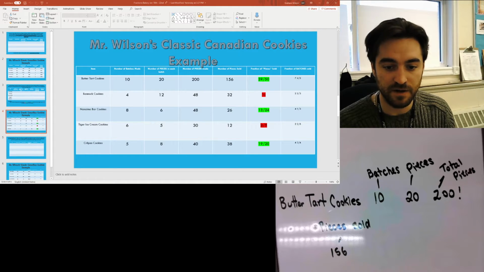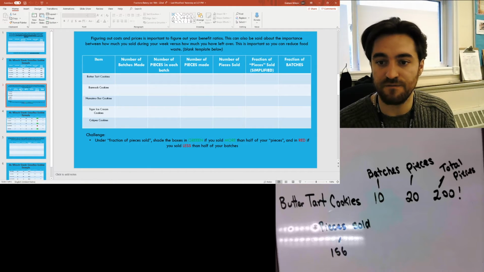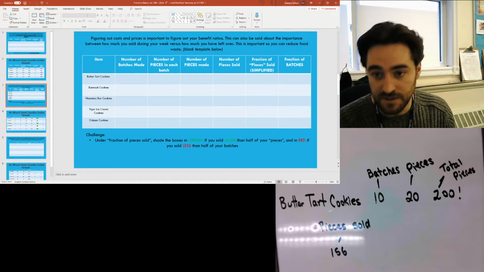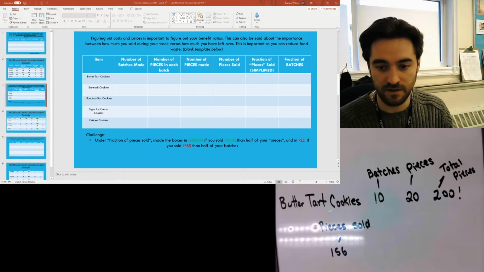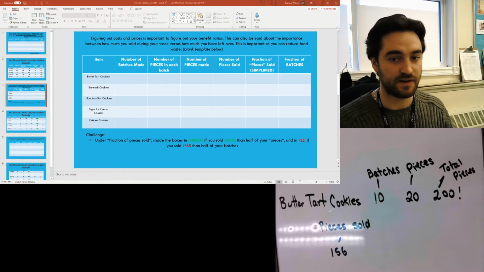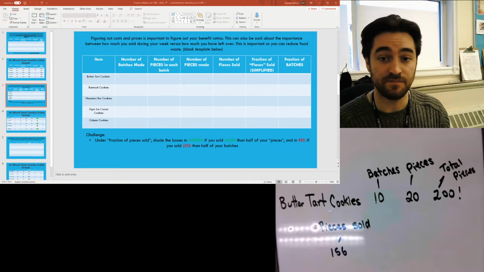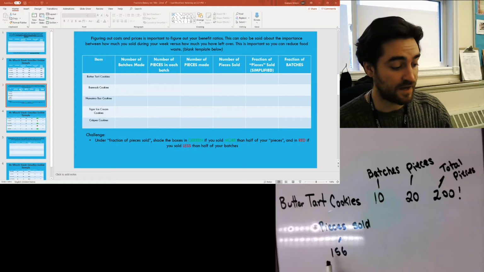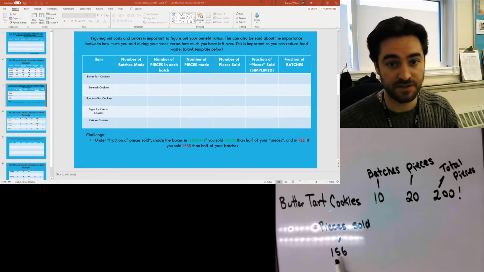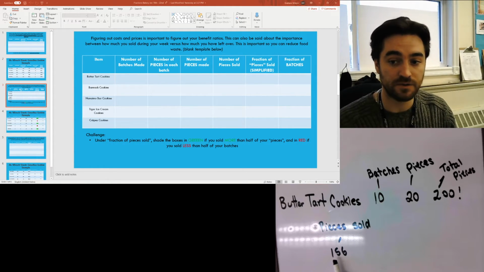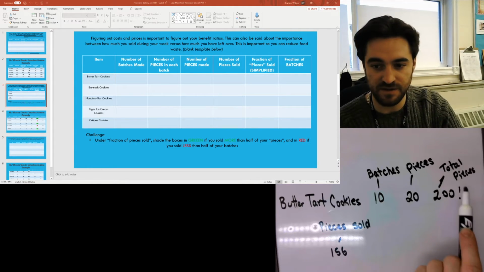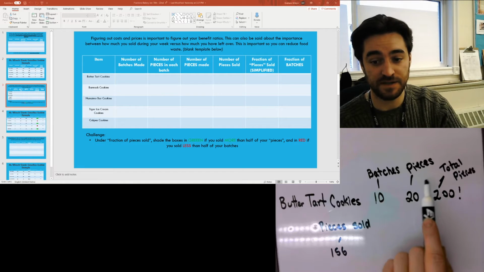Then the last two parts here say for you to find the fraction of the pieces sold, and this is going to be your practice question for this week. Okay, how can you identify the fraction of the pieces sold? I know that the pieces I sold was 156. But I know that in total I had made 200 pieces. So remember, this is the total of the amount of pieces that I made.